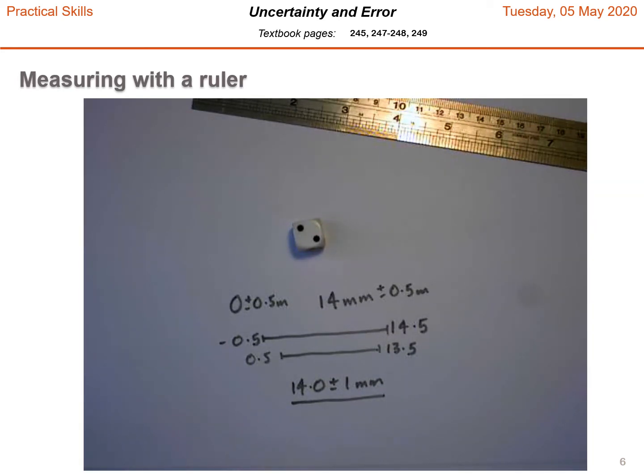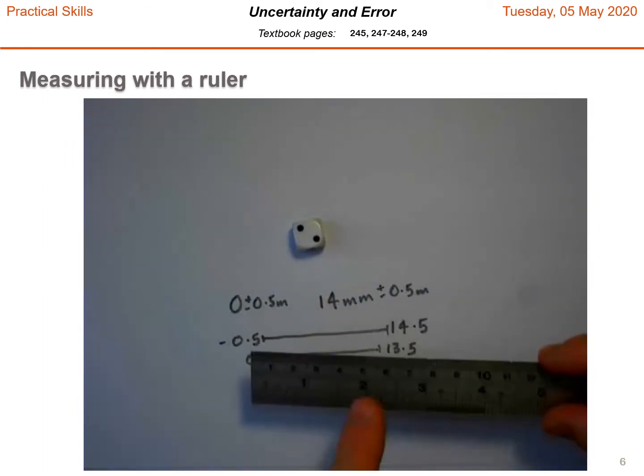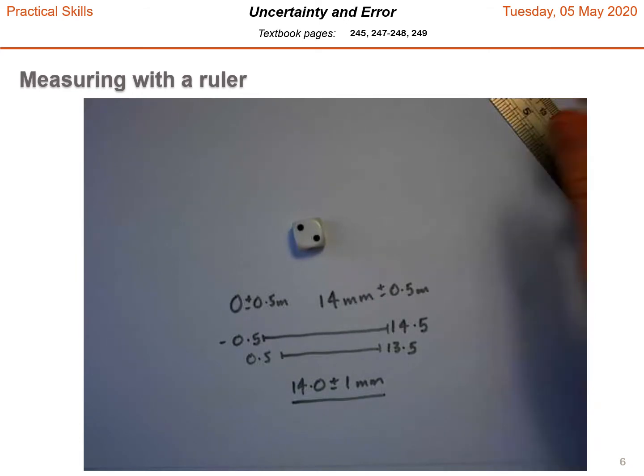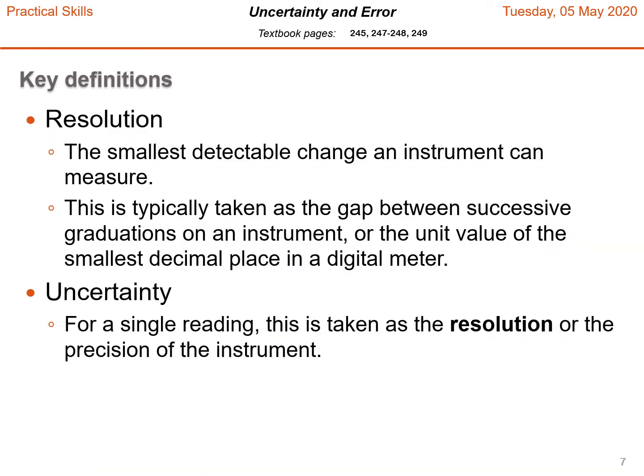So in this particular case, we would say the ruler has got a precision or a resolution of ½ millimeter for those first 5 centimeters, and the uncertainty associated with any single measurement I take from that ruler is also 1 millimeter. So let's make some notes on the first 2 definitions that we've got.